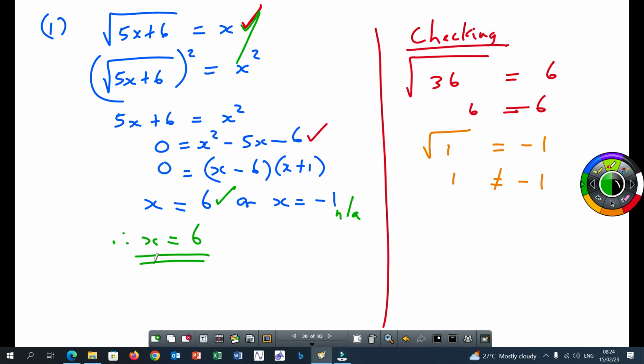Okay, so this is very simple, right? Now let's move on to a more complex one, a more complex question.